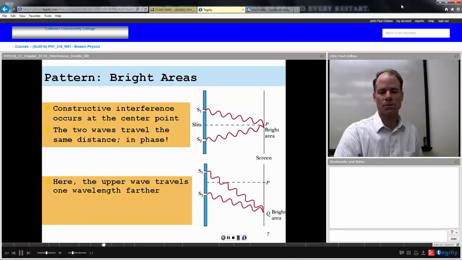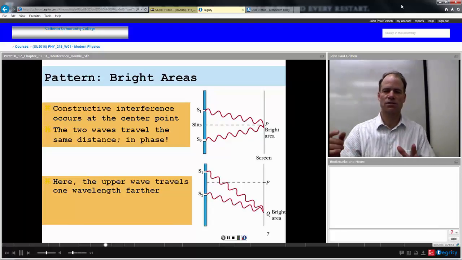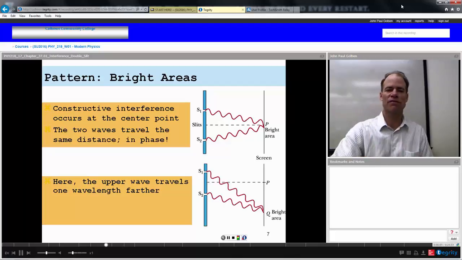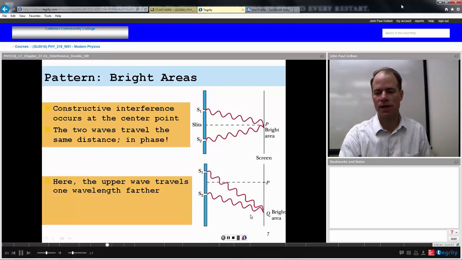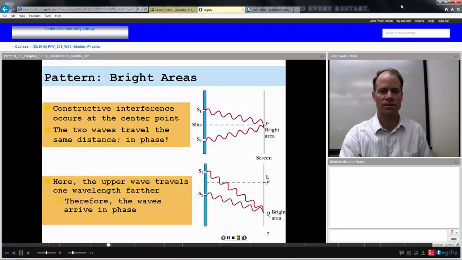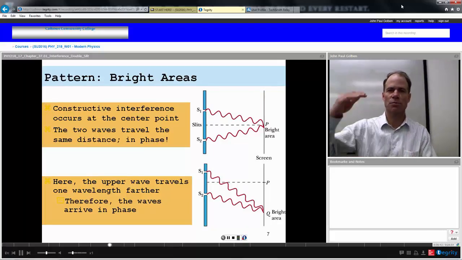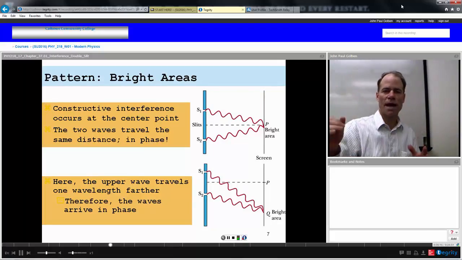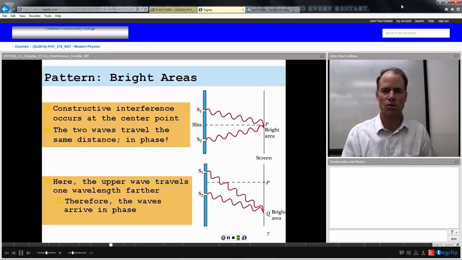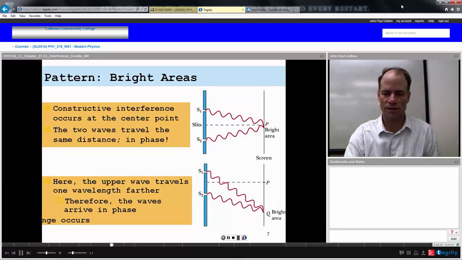It's possible if the path difference between the two was one wavelength, then you would have constructive interference again. You would just have one wave traveling one wavelength more, but at that point they'd be totally in phase. So there will be some point on either side of the central maximum where you will have constructive interference, and other points as well when your path lengths are exactly multiples of one wavelength.